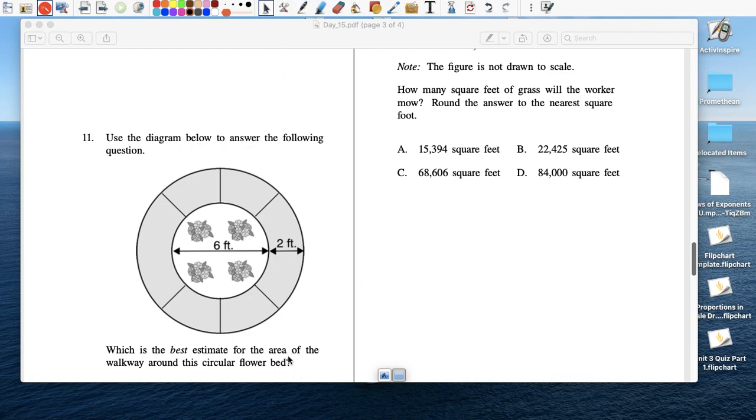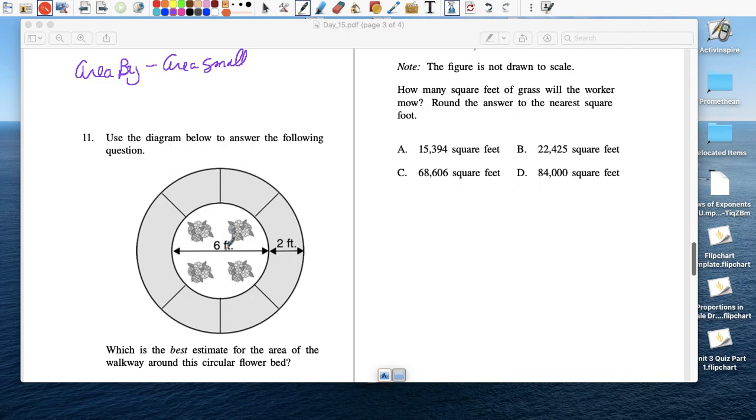What's the best estimate for the area of the walkway around? So we want this area here. If you think about it, the shaded area is the area of the big circle minus the area of the small circle. So if you have the big circle and you punch a hole the size of the small circle, whatever's left over is the shaded part.